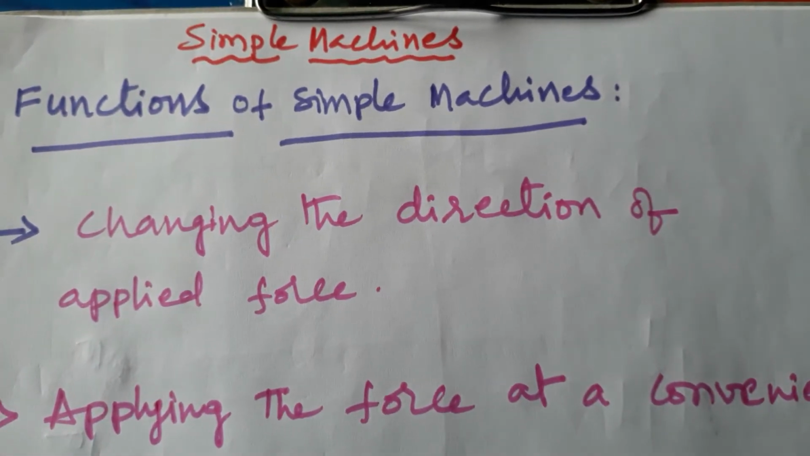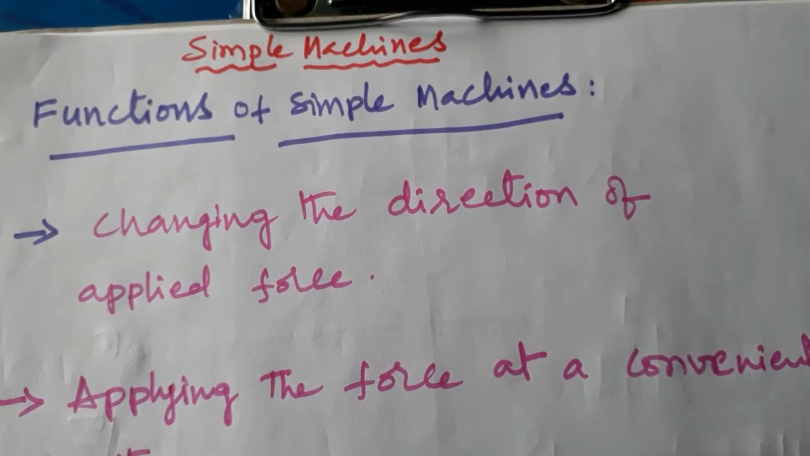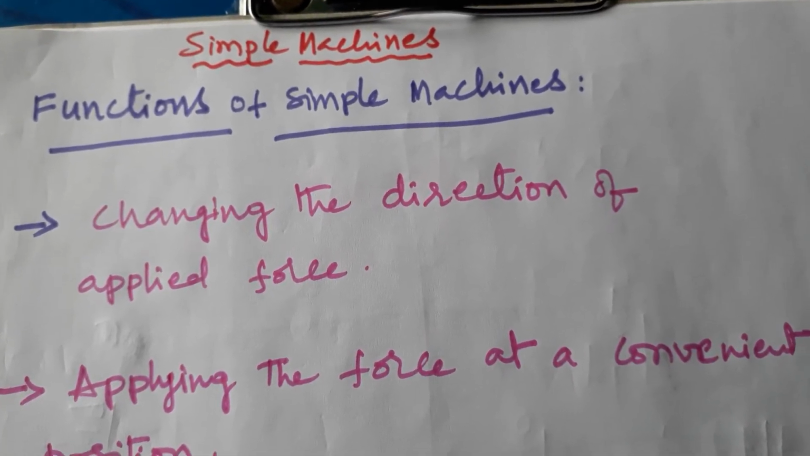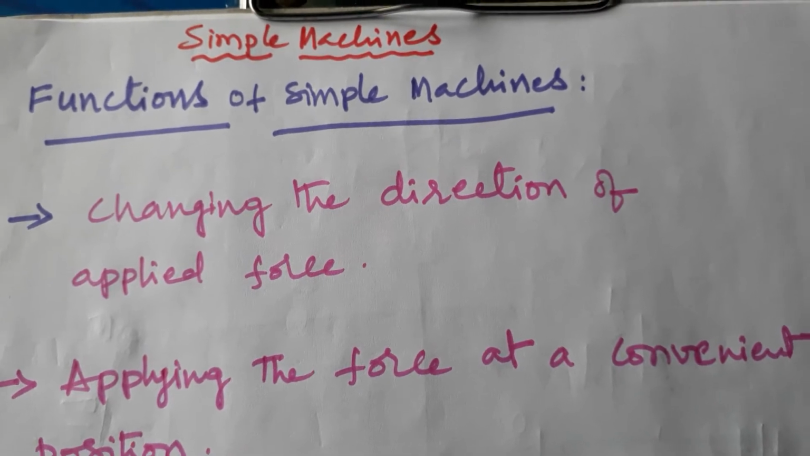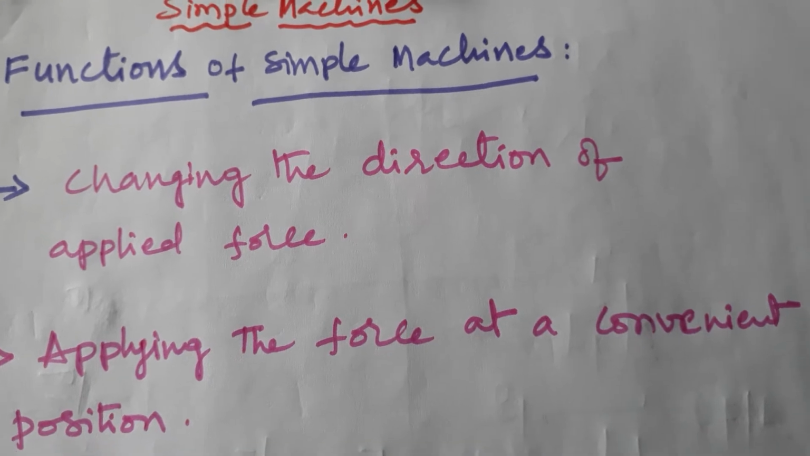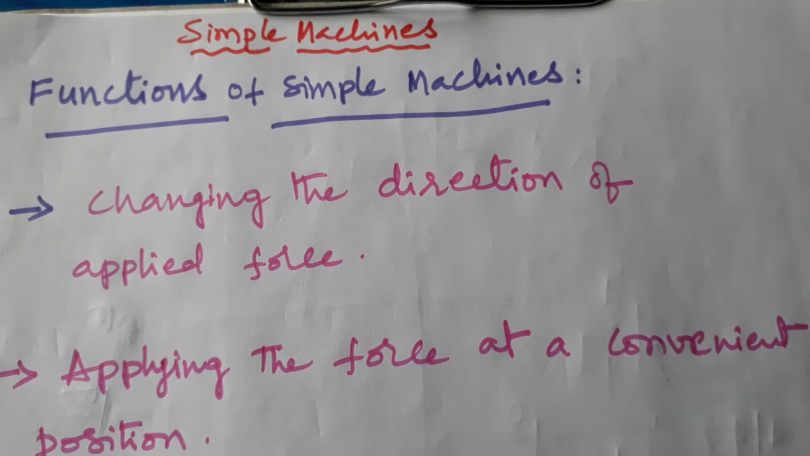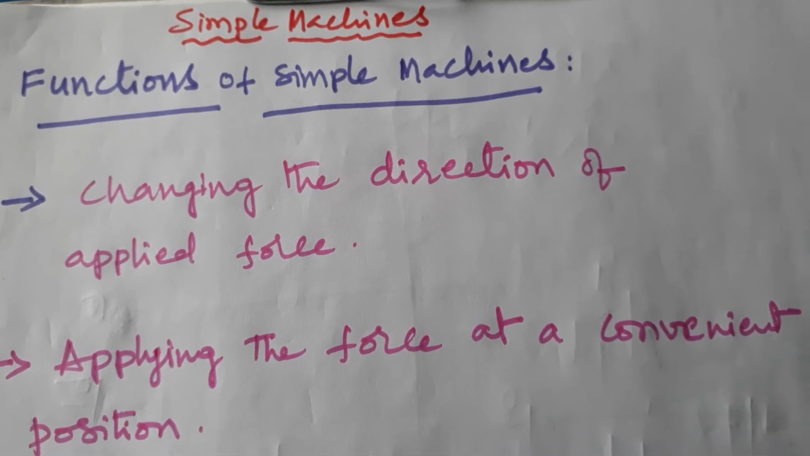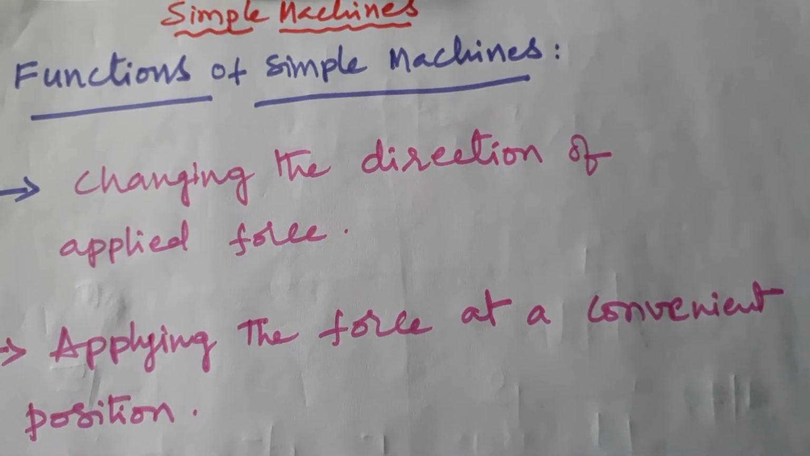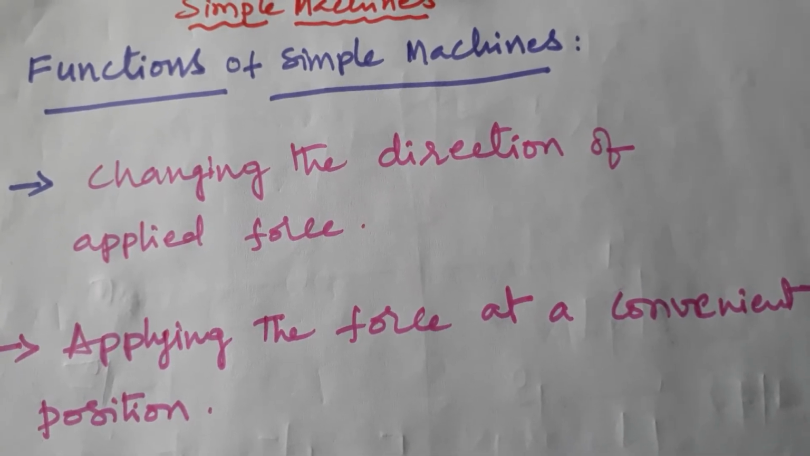In this class I am going to explain the functions of simple machines. A simple machine is a device which makes our work easier with less effort. Devices that make our work easier with less effort are called simple machines. Simple machines help us in different ways. The different ways in which simple machines help us are what we are going to discuss as the functions of simple machines.